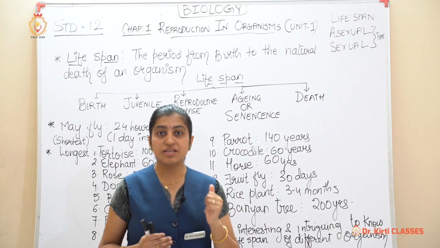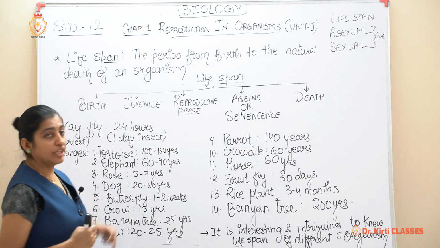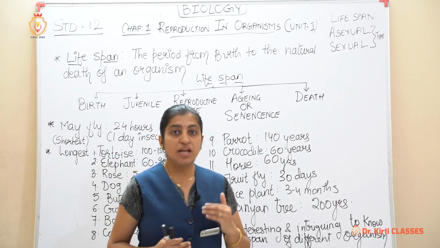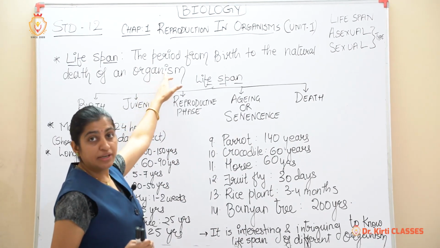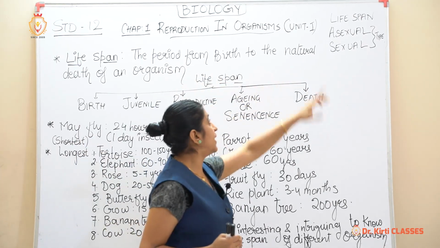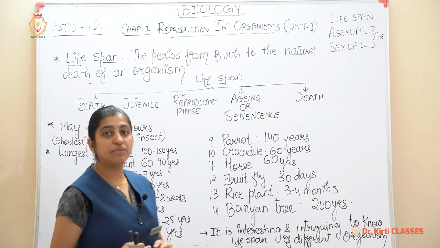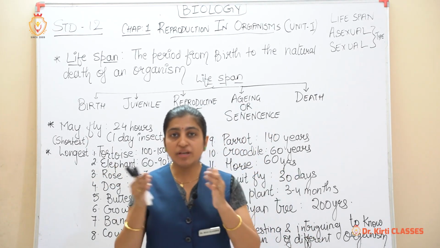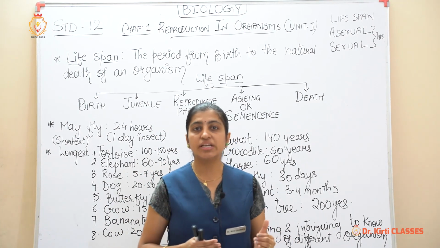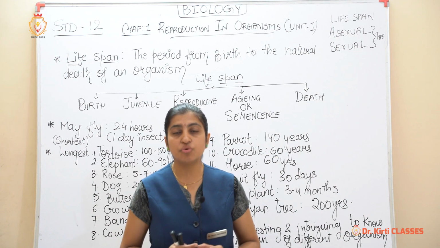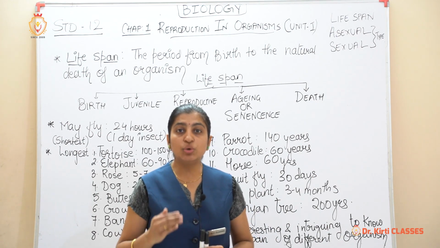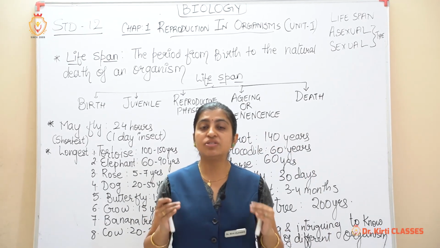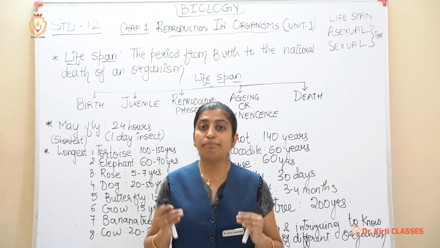First topic is lifespan. So here I have written the definition of lifespan according to the NCERT textbook. Lifespan means the period from birth to the natural death of an organism. It means the period from the birth till death of an organism, that particular period is known as a lifespan. During the lifespan, what are the different phases which all individual organisms are passing through?